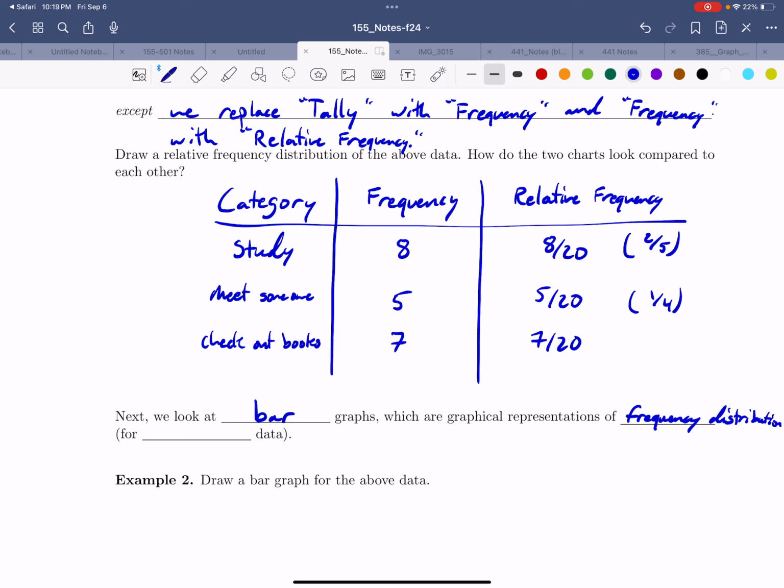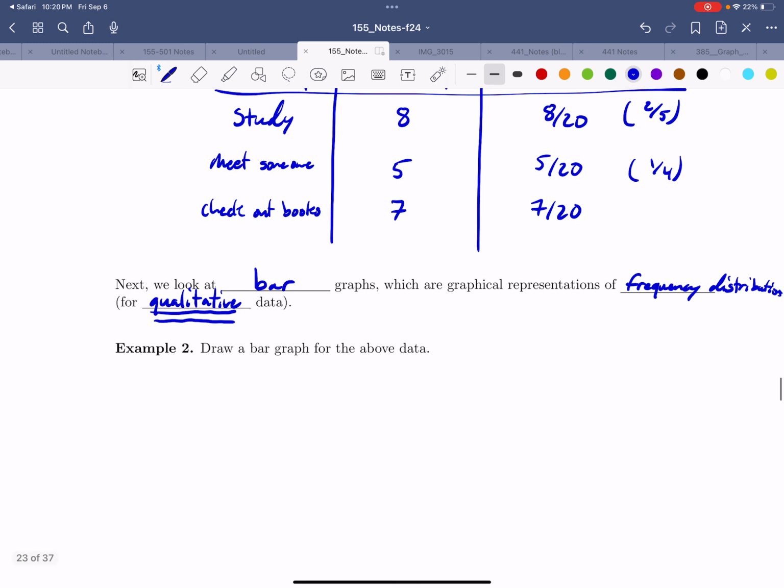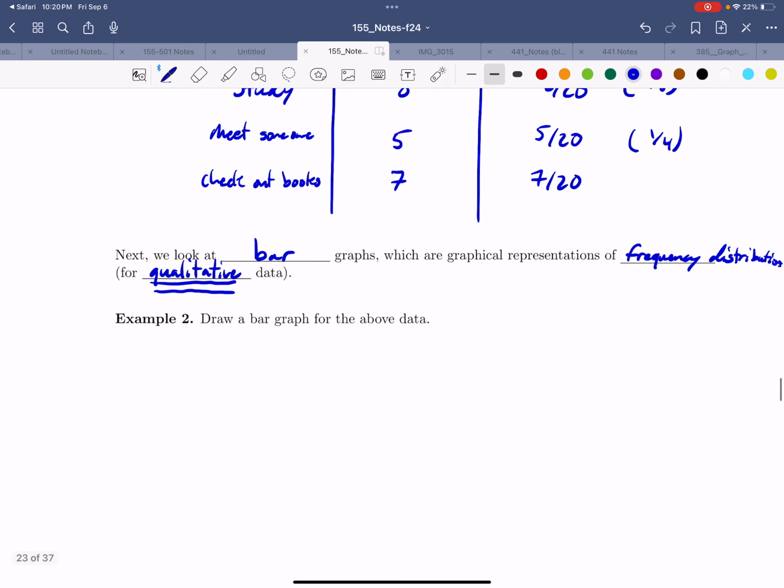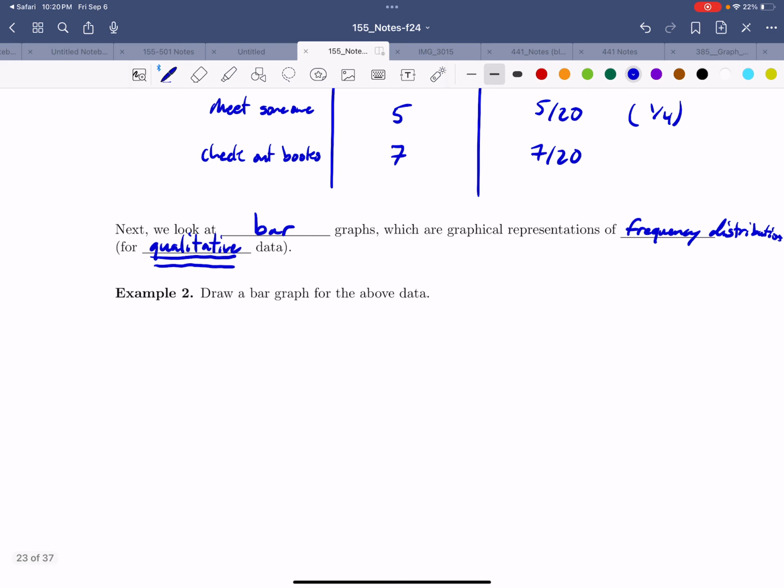And just to be clear, they're graphical representations of frequency distributions. There's an S at the end of that. I can't write it, but frequency distributions for qualitative data. Want to emphasize that. When it's quantitative, then we're talking about histograms, and that's in the next section. Remember, we're looking only at graphs for qualitative data. All right. So a bar graph for the above data, it's really just the visual representation of the frequency distribution. All right, that's all it is.